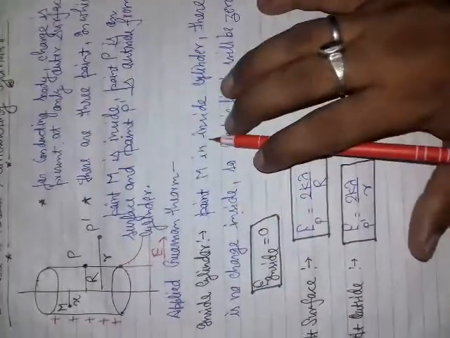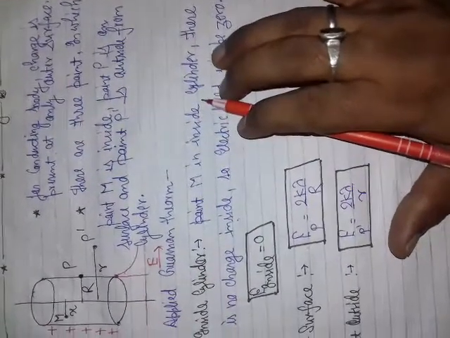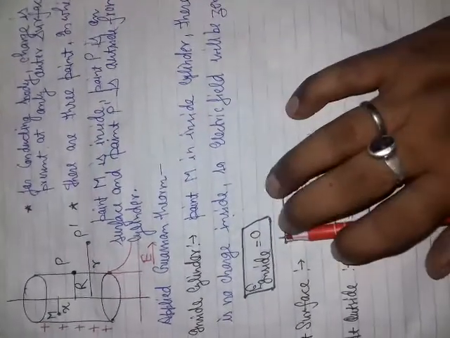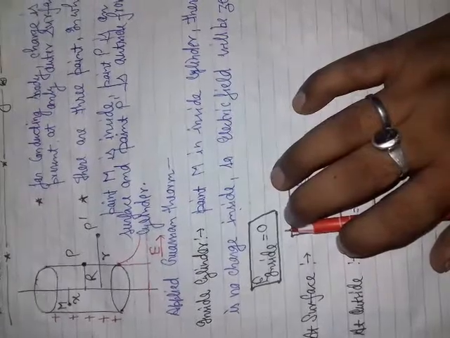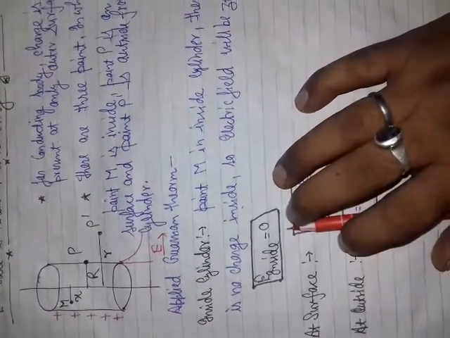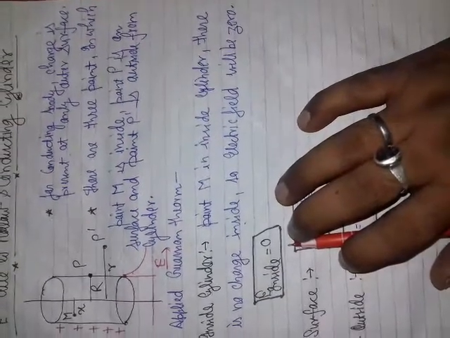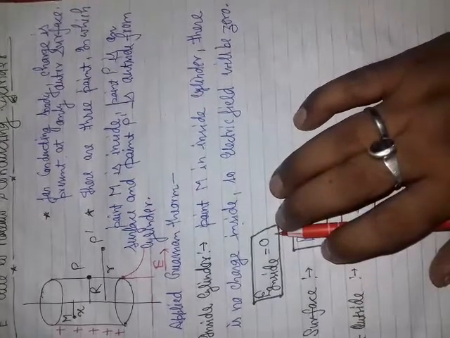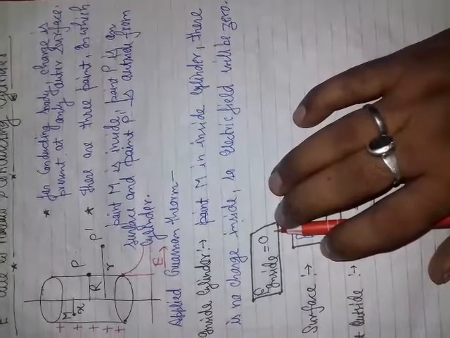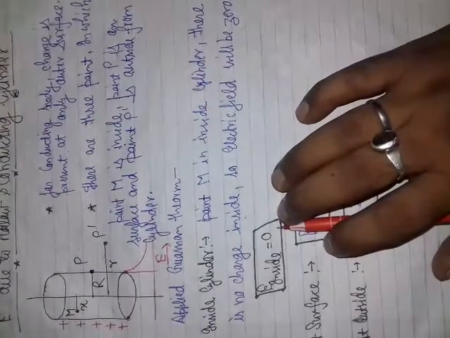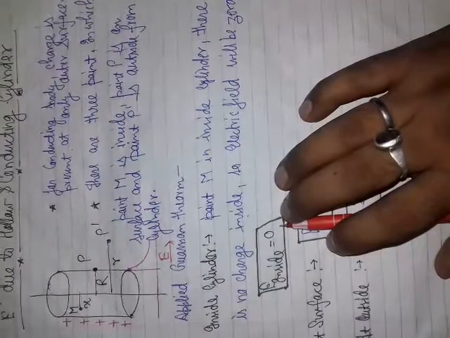The point M is inside the cylinder, so there is no charge inside, so the electric field will be 0 for the point M, which is inside a hollow and conducting cylinder. If there is a charge present inside, then the electric field is not equal to 0, but in this hollow and conducting cylinder there is no charge inside, so the electric field at a point M in the cylinder is 0.